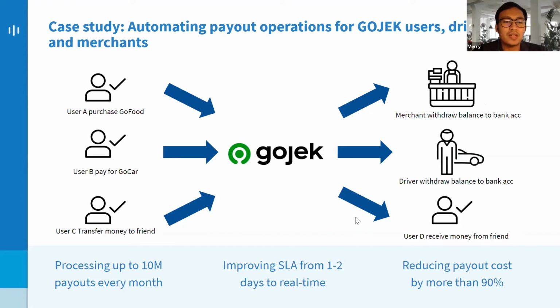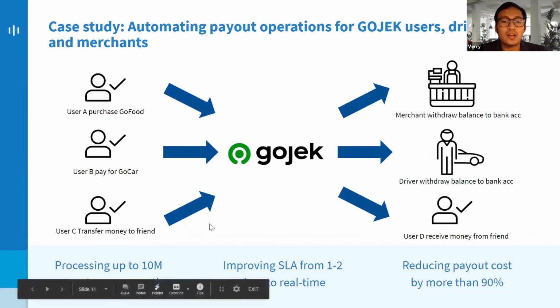Driver withdrawal is also powered by Iris, and also one of the new features that is available in GoPay right now. If you go to your GoPay application, you can now transfer money not only to GoPay but to other bank accounts directly from the GOJEK application. So these three use cases are powered by Iris, right?